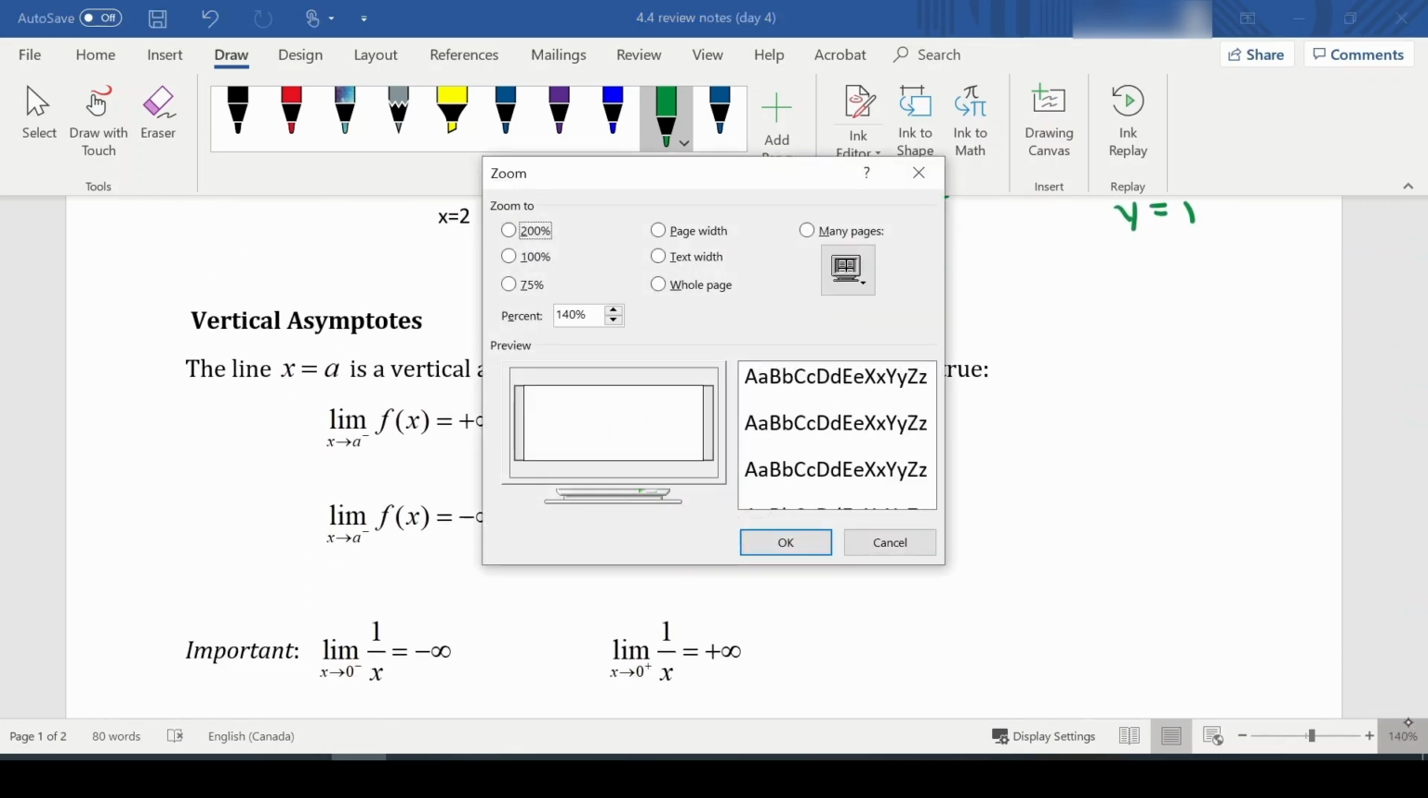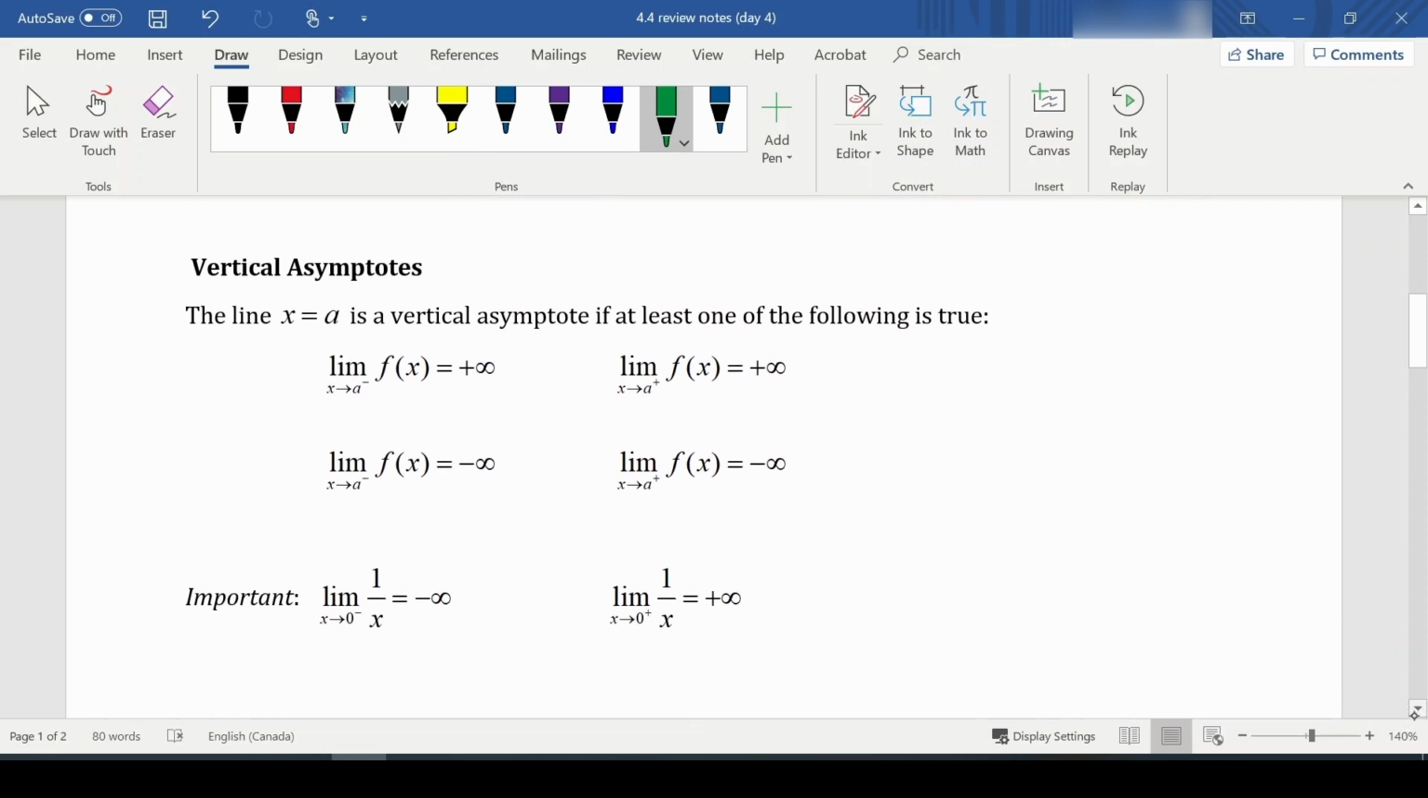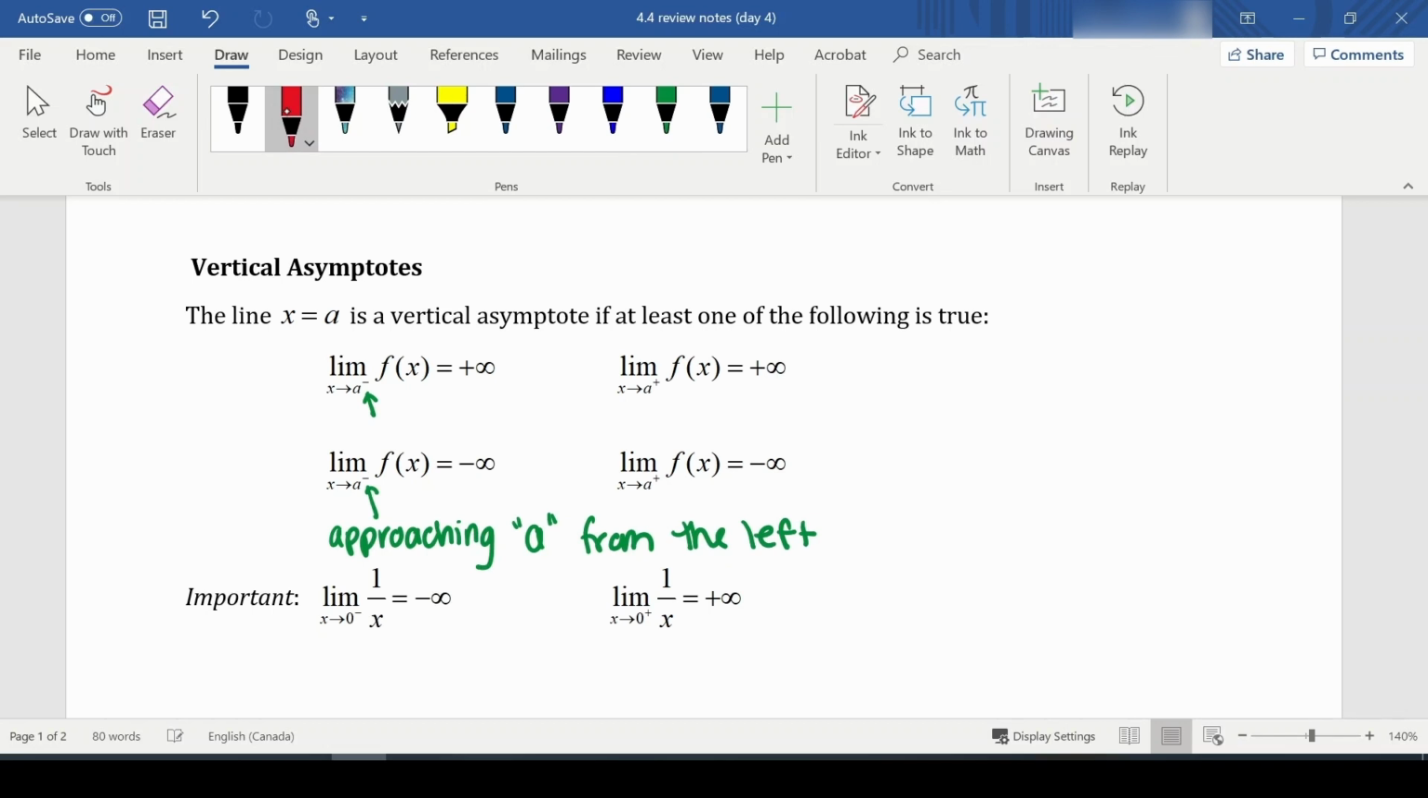So just a reminder, vertical asymptotes here, the line x equals a is a vertical asymptote if at least one of the following is true. You do not need all of these. So a reminder, if you have that little minus here, this meant approaching from the left. And if you had this little plus here, this meant approaching from the right. So this was from back in chapter 2 about limits.